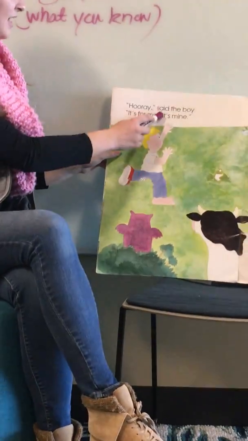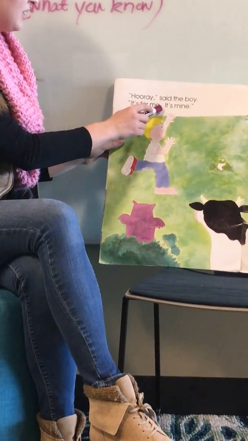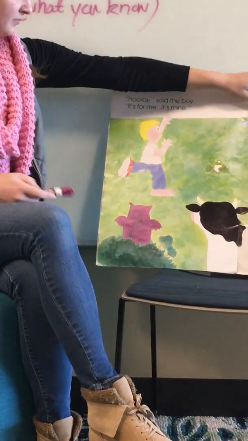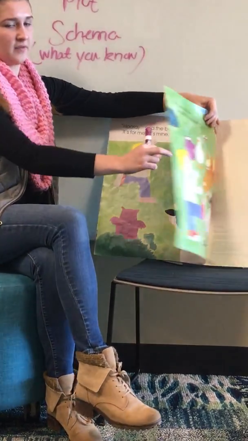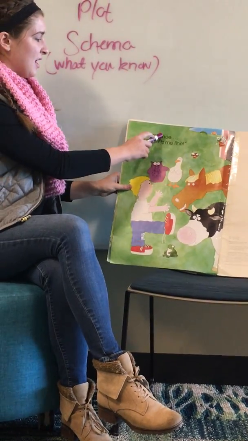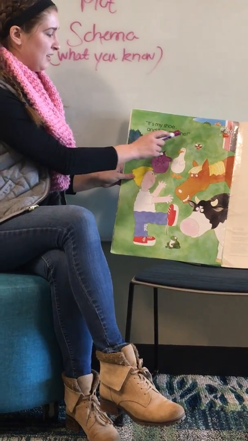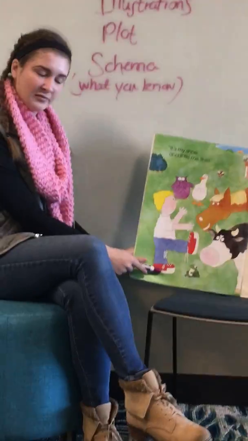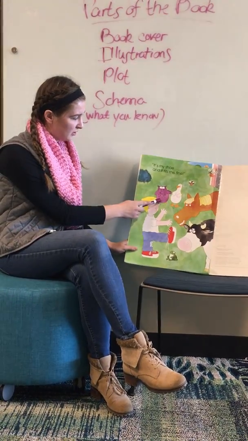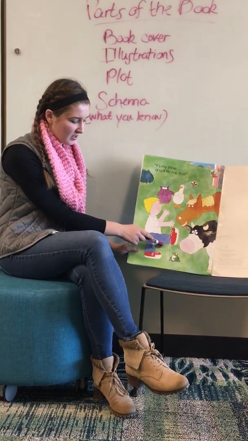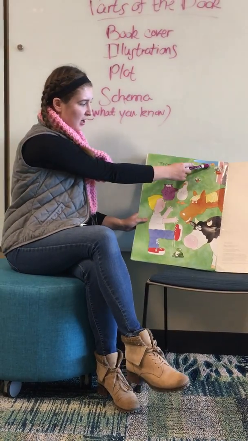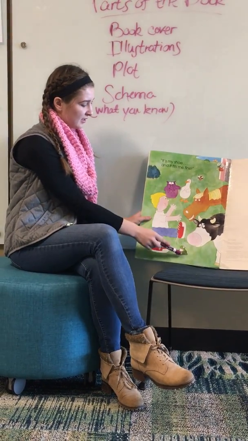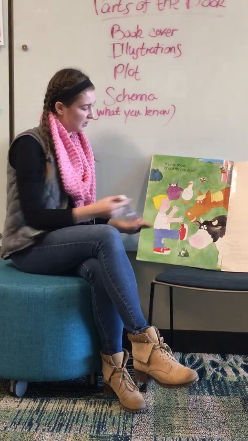"Hooray," said the boy. "It's for me, it's mine. It's my shoe and it fits me fine." And all the other animals are there. And there he has them both on. So the owl helped him find the shoe, and we had the fish all the way back here, the duck, the frog, the cow, the horse, and the bee.